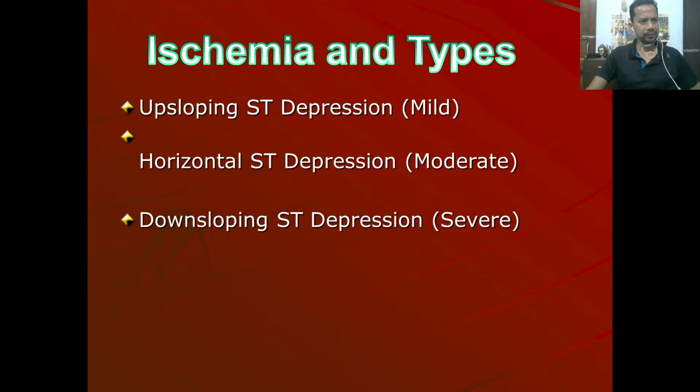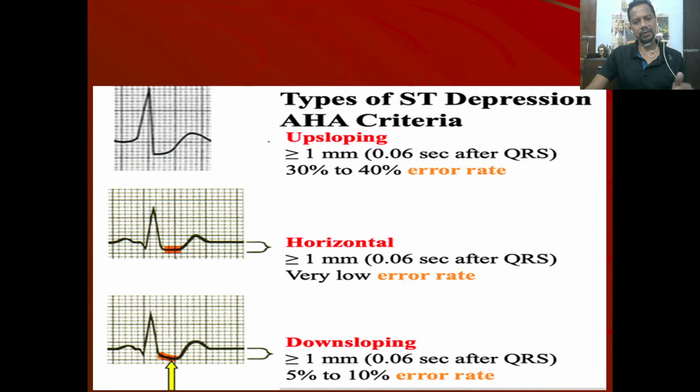So most of the MIs we have sort of discussed, only we will cut short the lecture today. And now we come to ischemia. Many a times patients will not have MI, but they will have ischemia. So you should know how to diagnose ischemia also. Now there are 3 types. There is upsloping ST depression, horizontal ST depression and downsloping ST depression in ischemia, and it's mild, moderate and severe. Like upsloping is mild and downsloping ST depression is severe, which means the recovery is poor.